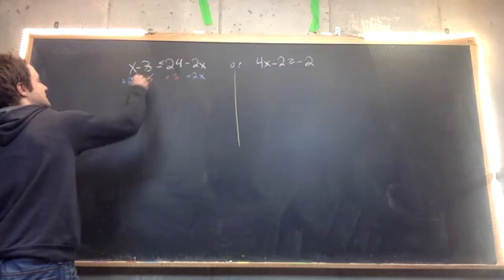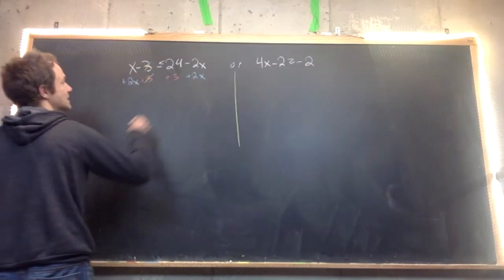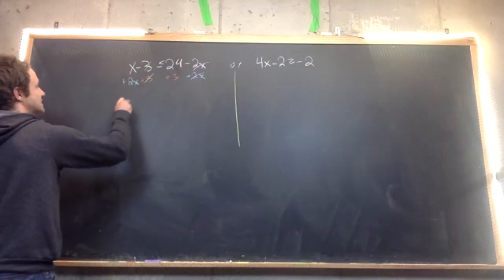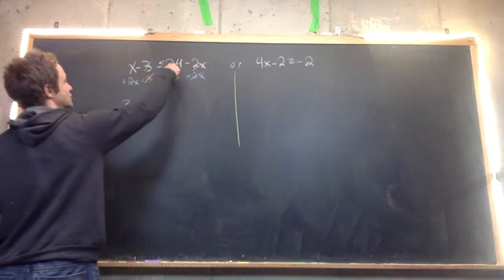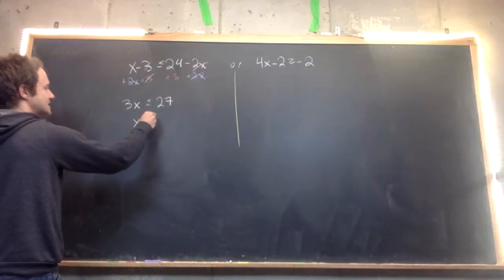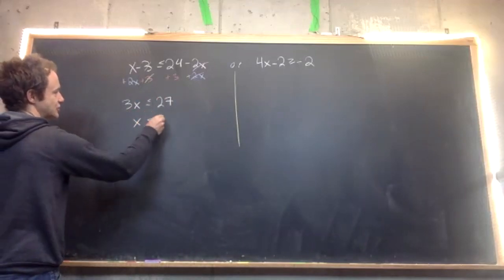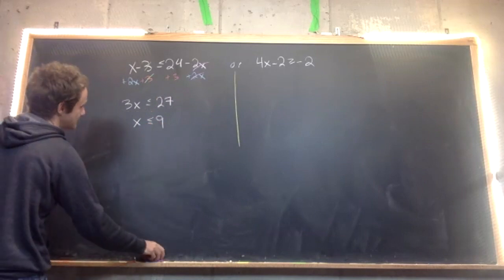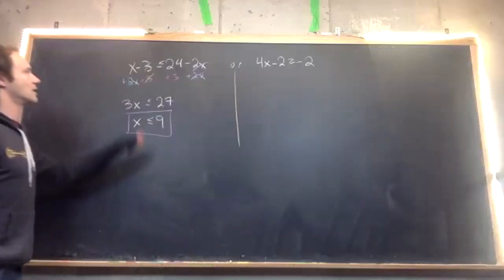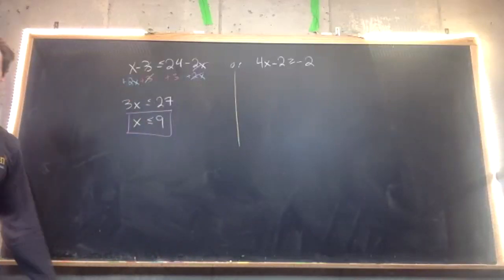This 3 and this 3 will cancel, and this 2x and this 2x will cancel. We'll have x plus 2x is 3x, less than or equal to 24 plus 3 is 27. Now we get x is less than or equal to 9, just dividing by 3. So there we've determined the solution set for the left-hand inequality.